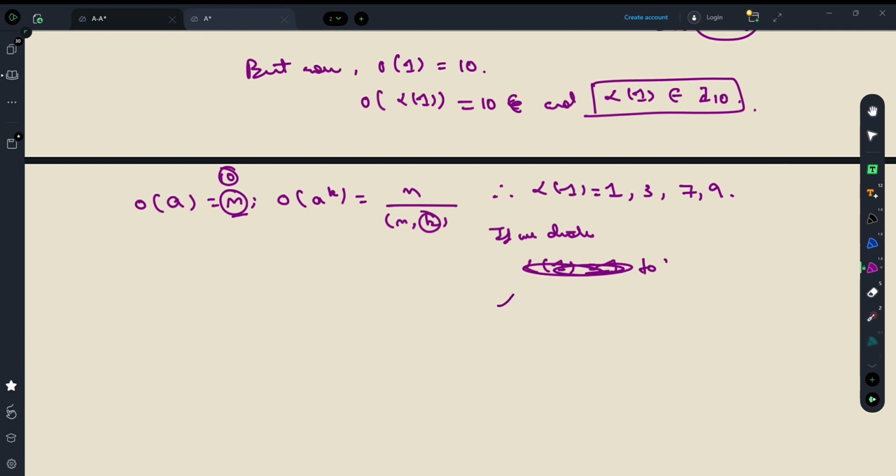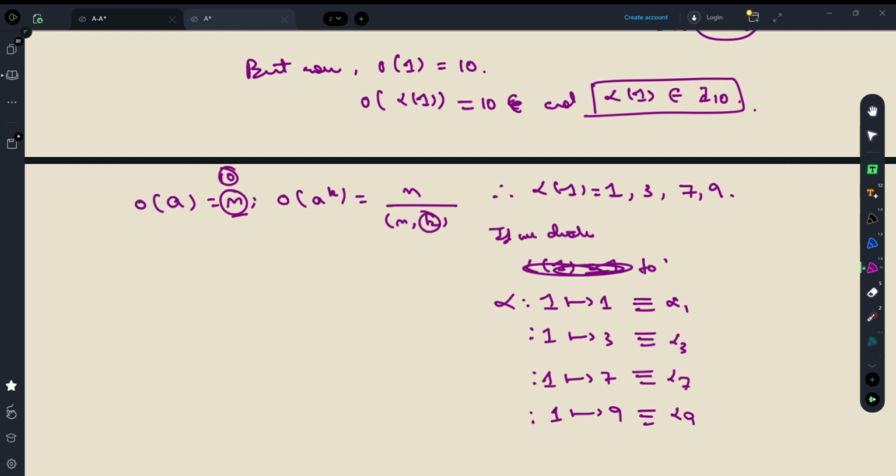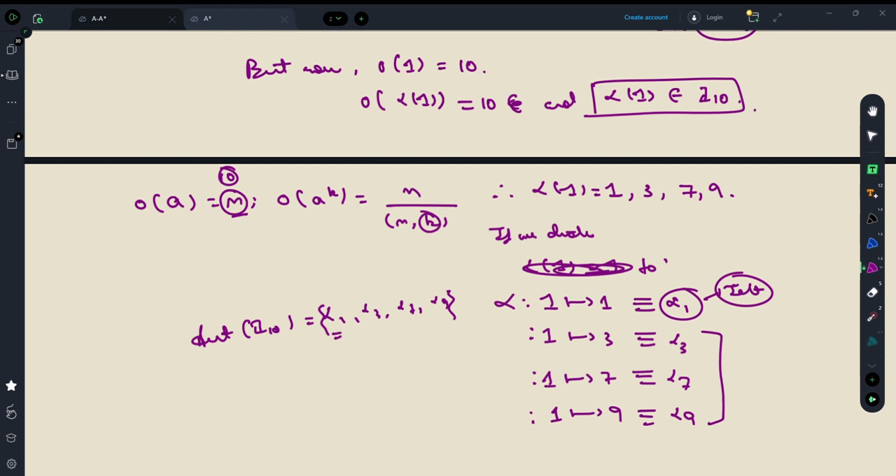So if we denote alpha which sends 1 to 1 as alpha_1, which sends 1 to 3 as alpha_3, which sends 1 to 7 as alpha_7, and which sends 1 to 9 as alpha_9, then observe that the automorphisms of Z10 can comprise only the elements alpha_1, alpha_3, alpha_7, and alpha_9, where clearly alpha_1 is the identity map, right? Because if alpha of k is equal to k times alpha of 1 and alpha of 1 is equal to 1, then alpha of k is equal to k. So this is just the identity map.